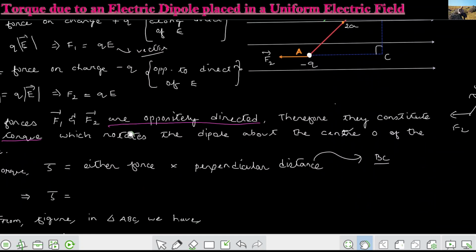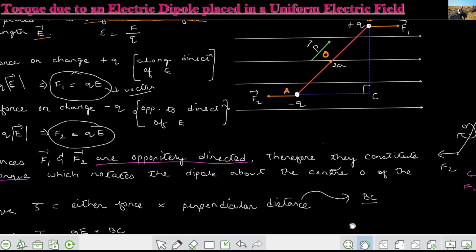So since these forces are equal in magnitude, F1 is equal to qE, and F2 is also equal to qE. So either force will be equal to what? I will write q into the perpendicular distance. What is the perpendicular distance in this case? The perpendicular distance is your length BC. So you have to find that length BC. How will you find length BC?